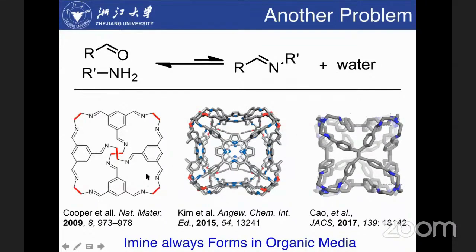Normally, you can see we have many excellent examples of using imine chemistry to do self-assembly. For example, by Cooper, by Professor Kim King, by my colleague Cao Xiaoyu at Xiamen University. They all use organic solvents, typically chloroform, to avoid water. So if you cannot use water, you will have a problem, right?